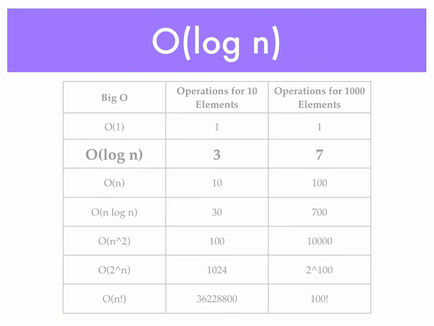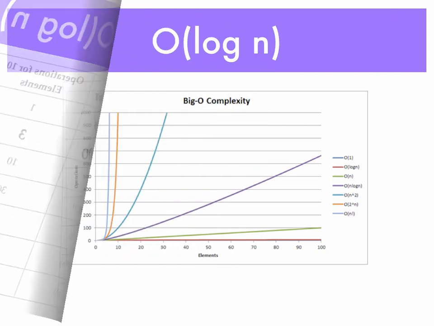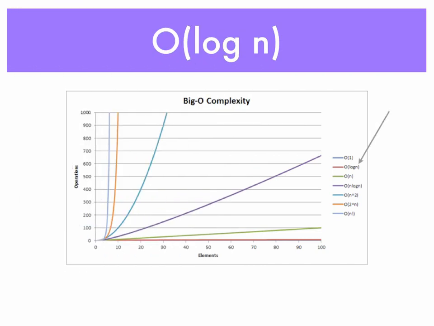So with O(log n), if I have 10 elements, I've got 3 operations; 1,000 elements, 7. My chart would look like this. I'm looking for this red line. You'll see that it pretty much looks flat. It starts out at its greatest, and then the amount of increase decreases and decreases. The amount of time doesn't, but the amount of change decreases. So it pretty much looks like a flat line.